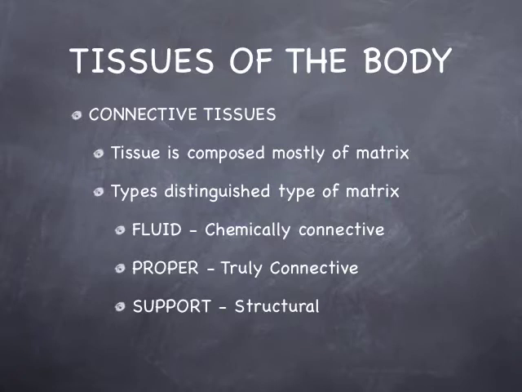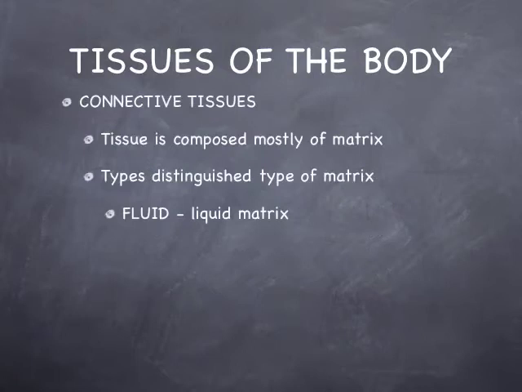So you see these three categories of matrix. There's a fluid matrix, there are these proper matrices, and these, by the way, are all going to be fibrous types. The proper types all are related to fibers. There are cells that build fibers that hold things together. And the support is more like building the bones is more like creating concrete. Build a building out of concrete.